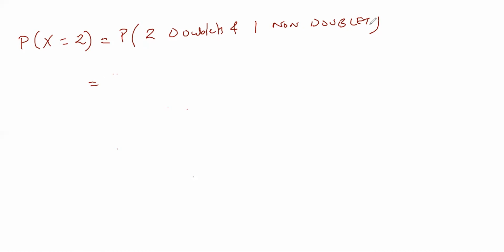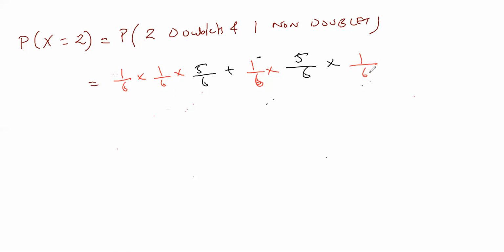First 2 throws I'm getting a doublet. Getting a doublet is what? 1 by 6 into 1 by 6. Getting a non-doublet is what? 5 by 6. Next, first throw I'm getting a non-doublet, 5 by 6. Second throw, I'm getting a doublet, that is 1 by 6. And third throw, I'm getting a doublet, 1 by 6. Next, first throw I'm getting a doublet, that is 1 by 6. Second throw, I'm getting a non-doublet, that is 5 by 6. And third throw, again I'm getting a doublet, that is 1 by 6.